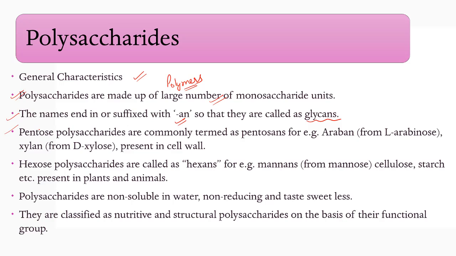Pentose polysaccharides are commonly termed pentosans, for example, araban from L-arabinose and xylan from D-xylose, present in the cell wall. Hexose polysaccharides are called hexosans, for example, mannans from mannose, cellulose, and starch, present in plants and animals.